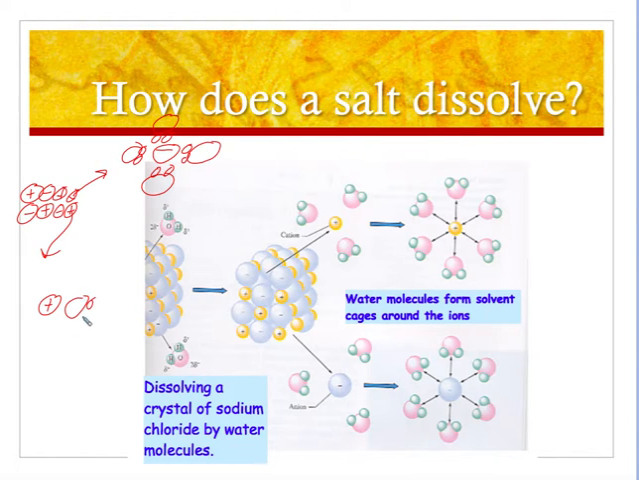It gets surrounded by the oxygen side of water, because oxygen hogs the electrons from hydrogen and is slightly negative. So you're going to need to be able to draw this diagram, this schematic, simplified, moving forward. But this is how salt dissolves in water.